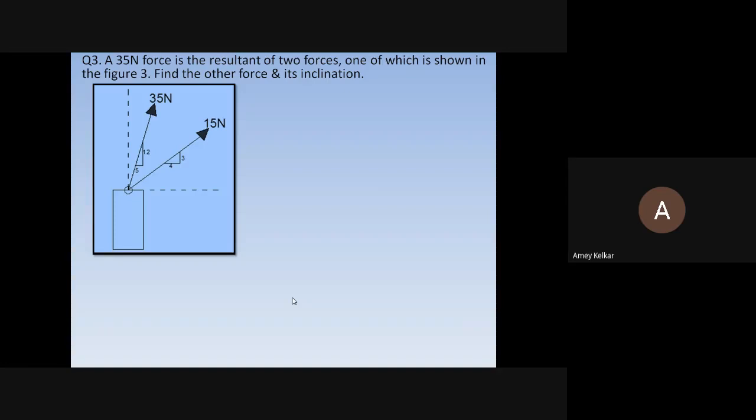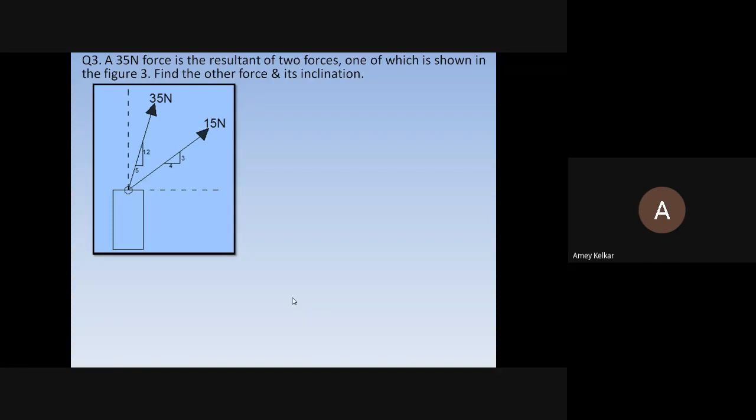I cannot solve 100 examples here. I cannot sit in module 1 only. You have to read the sum and understand. Now many of you, what made you think 35 cos plus 15 cos? Read the statement. A 35 Newton force is the resultant. Means directly from the first sentence you will get R is equal to 35, of two forces, one of which is shown in figure 3. One of which means, if we say two forces are F1 and F2 or P and Q, whatever you take, F1 is 15.